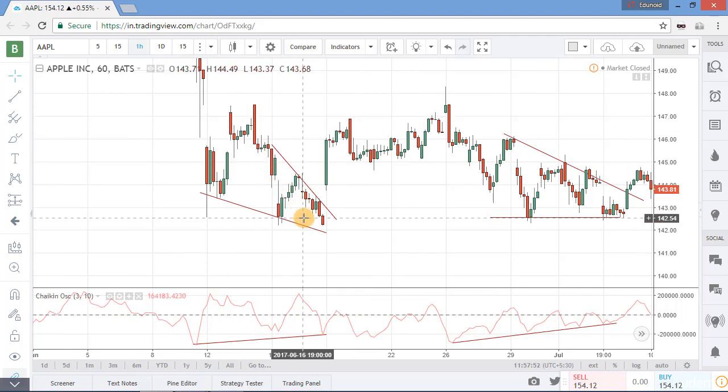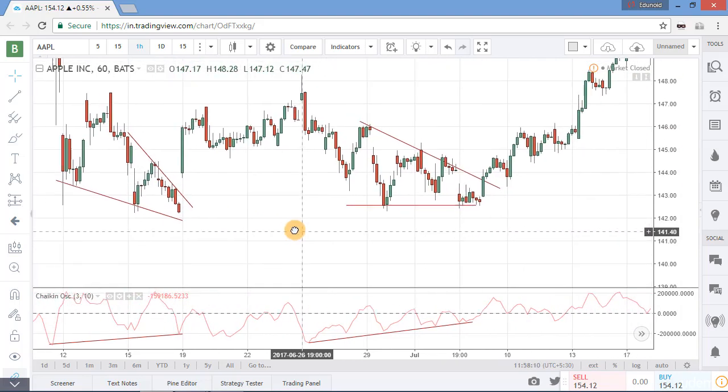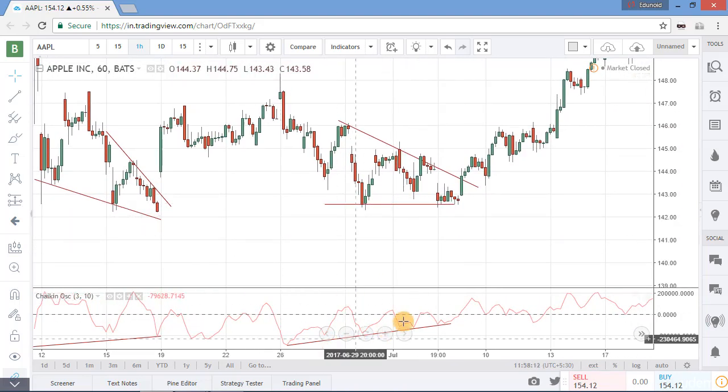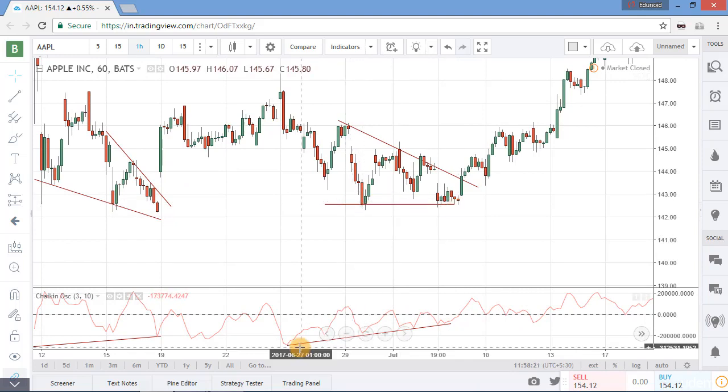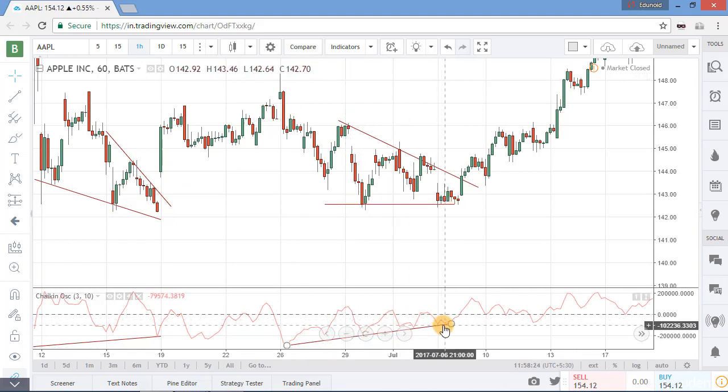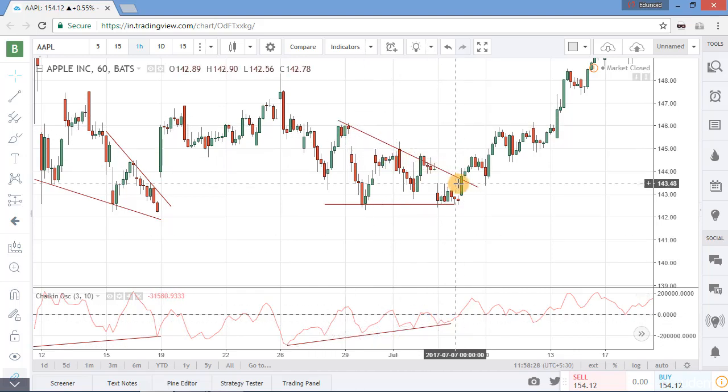When prices break this downtrend line, we can buy here at the start of this candle with a stop loss at the end of this red candle. Again we are getting a positive divergence here. You can see prices are moving in the same line, but Chaikin's is giving a positive divergence and moving in an upside direction, so we can buy the stock when prices break this downtrend line. At this point we can buy and the stop loss will be the end of this red candle.